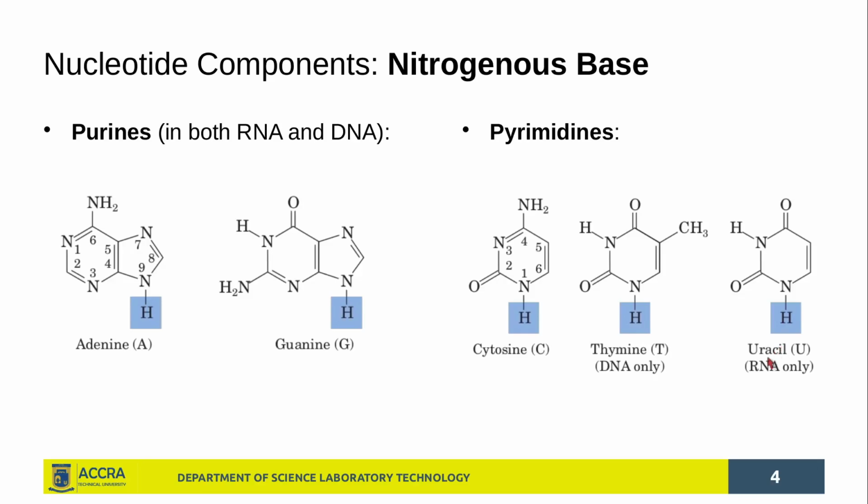In RNA you find uracil, which means that in DNA, in place of uracil, you get thymine, and in place of thymine in RNA you find uracil. That is a difference that you find between RNA and DNA concerning nitrogenous bases.